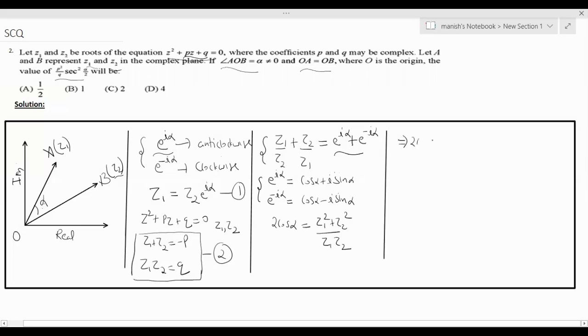2 cos alpha equals Z1 plus Z2 whole square can be rewritten as (Z1 plus Z2) whole square minus 2 Z1 Z2, whole divided by Z1 Z2. So with this step, you can completely eliminate Z1 Z2 out of the picture and bring in P and Q. One more thing, observe carefully.